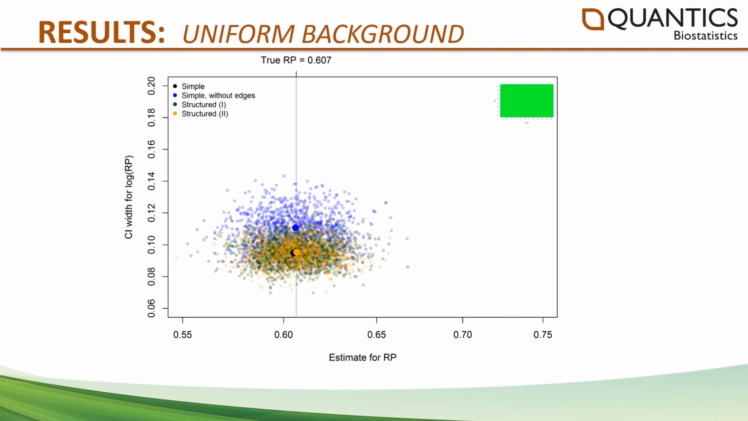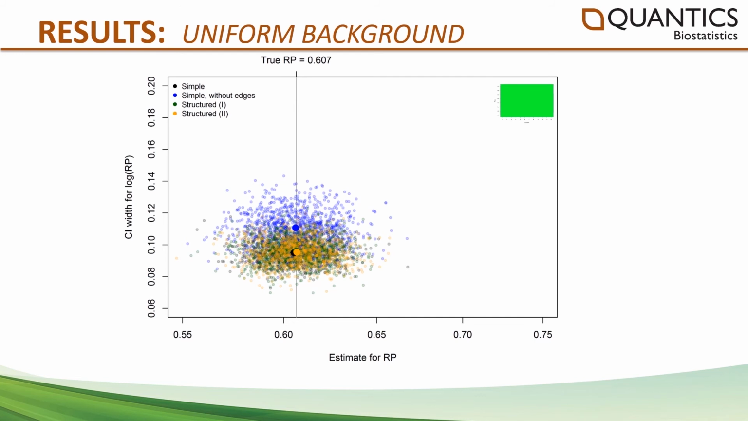We've simulated 3 situations here corresponding to the 3 different plate layouts. So remember, we've got a simple plate layout, and we've got a structured 1 plate layout and a structured 2 plate layout. For the simple plate, we've analysed the data in 2 different ways, once with all the data and the second time excluding the edges. So let's look at that first of all. So the easiest cloud of points to see here is the blue cloud. And the blue represents the analysis of the simple design with the edges excluded.